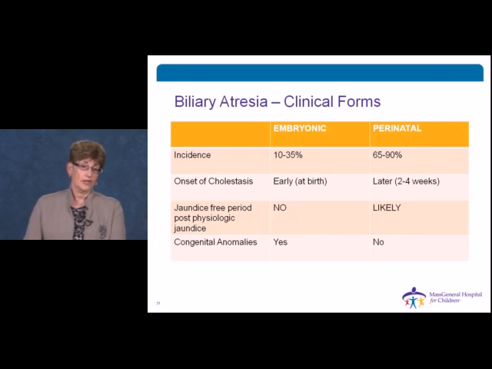There are two forms of biliary atresia: the embryonic form and the perinatal form. In the embryonic form, the onset of cholestasis is early. It's responsible for a smaller percentage than the perinatal one. It's associated with congenital anomalies, particularly congenital anomalies related to laterality. There is no jaundice-free period between physiologic jaundice and this because it is embryonic and occurs early on. And in the perinatal form, it's very common to hear a story: the baby was jaundiced early on, that went away, and then somewhere around 3 to 4 weeks, jaundice reappeared.